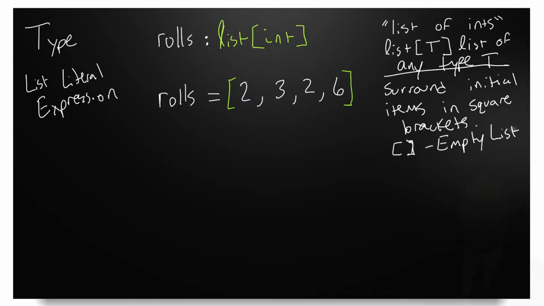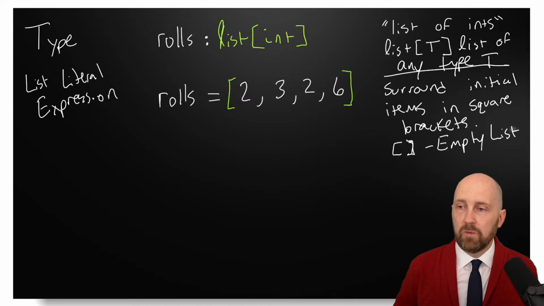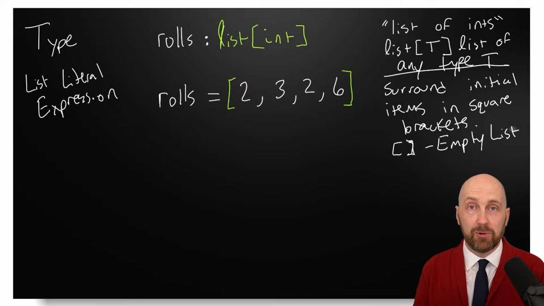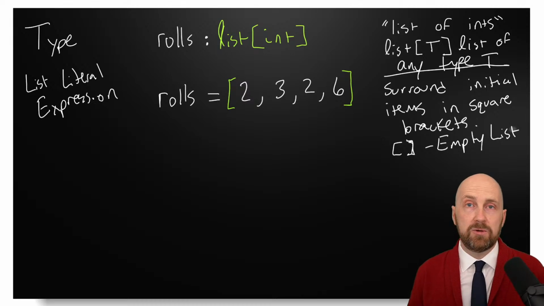Right? So the idea is we can make a literal that's an expression. So we can use this kind of a literal anywhere we expect a list of integers. In this case, assigning it to the roles variable. And all you've got to do is list out your initial items separated by commas and put some square brackets around it. That's the syntax in Python.